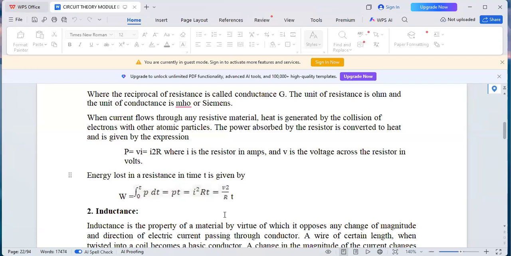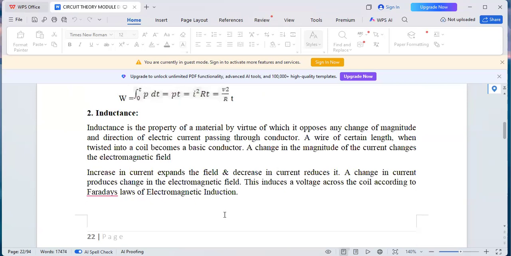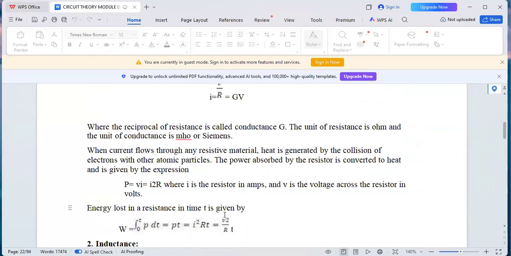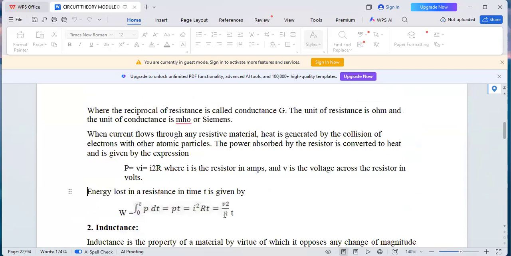Now let's move ahead and see. Inductance. Inductance is a property. No, but we're supposed to have some calculation here. Let's go on.